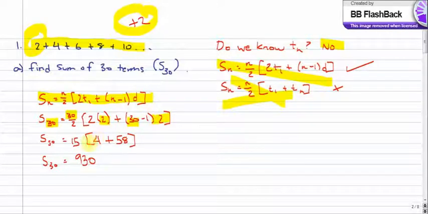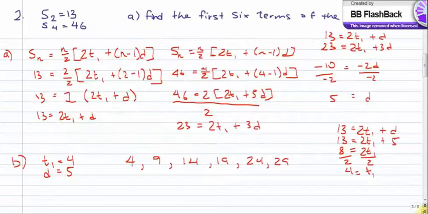Let's multiply everything out. So 30 divided by 2 gives us 15. 2 times 2 gives us 4. 30 minus 1 is 29. 29 times 2 gives us 58. So to give us a final answer of 930. So we know that the sum of the first 30 terms in that sequence is 930.